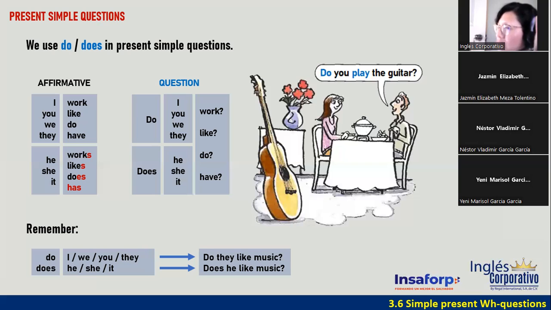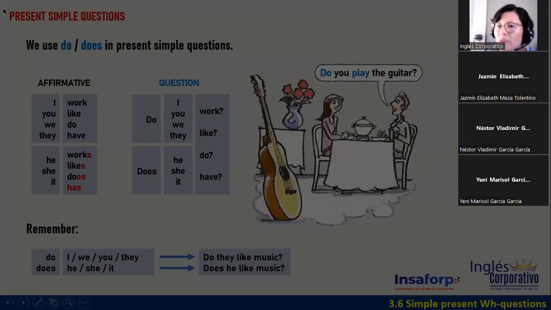En la parte de preguntas es bien interesante porque ya mis verbos ya no van a cambiar, decíamos. ¿Por qué? Porque yo ya tengo un auxiliar. Tengo do y does que cumplen la función o hacen el trabajo de la tercera persona, ¿verdad? Entonces, si yo voy a hacer una pregunta para I, we, you, and they, entonces la voy a hacer con do. Si voy a hacer una pregunta con he, she, and it, entonces voy a comenzar mi pregunta con does. Do they like music? Does he like music? ¿Verdad? And there you can see the example. Do you play the guitar?